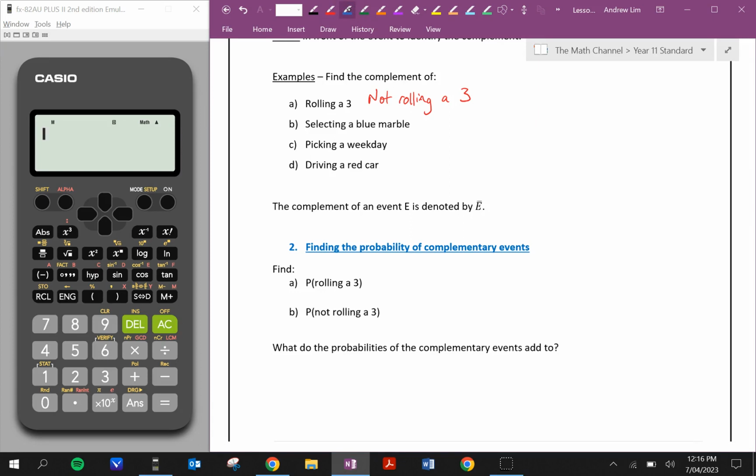If we have a look at question B, selecting a blue marble, the complement to that would be not selecting a blue marble. The reason why is that often students say that the complement of selecting a blue marble is a red marble, or a green marble, or yellow marble. But what about all the other colors? So we actually need to just put the word not in front of it: not selecting a blue marble.